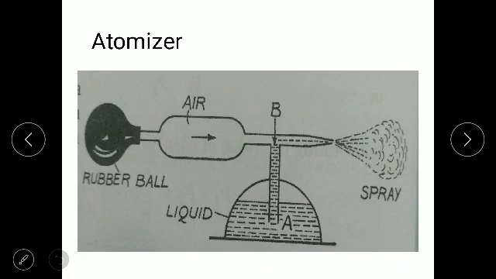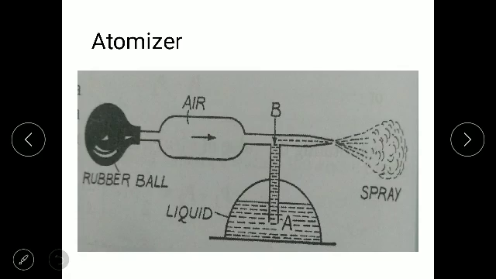When the rubber ball is squeezed, it sends a stream of air which passes through the tube. The velocity of the air is very large in the constricted part of the tube, so that the pressure in that part is lowered. Consequently, liquid rises in the tube AB and is mixed with air and comes out in the form of fine spray. The atomizer is used to spray colors and perfumes, to color motors, to spray water on hair, and to wash the nose, something like that. So this is a device used frequently.